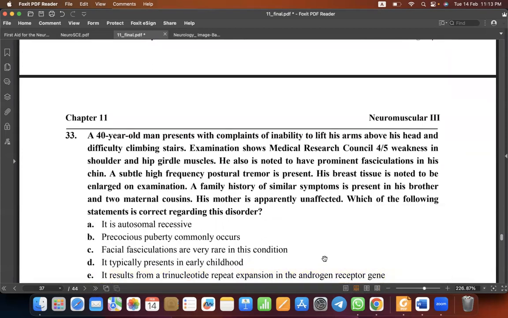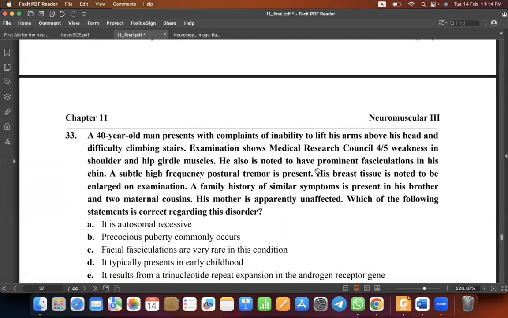Now, next question. A 40-year-old complains of inability to lift the arms above the head or climb stairs. So there is some weakness, right? Shoulder girdle weakness or hip girdle weakness. So there is some muscle weakness. Sometimes there is also fasciculation. There is postural tremor. There are a lot of things. It could have a very wide differential.